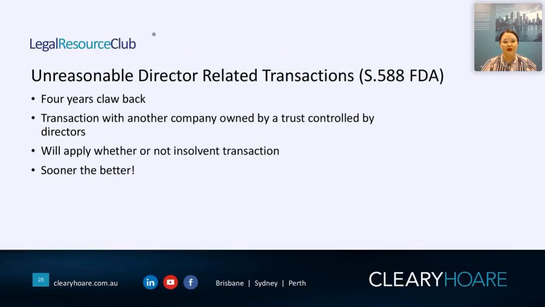So if we have a look at unreasonable director-related transactions, these too have a 4-year clawback period. This is a transaction between the company and a director or his associate, or on behalf of any associate. Associates are limited to the relatives of directors and spouses of directors. So this clawback, as I said, is 4 years, but it applies whether or not the transaction is insolvent.